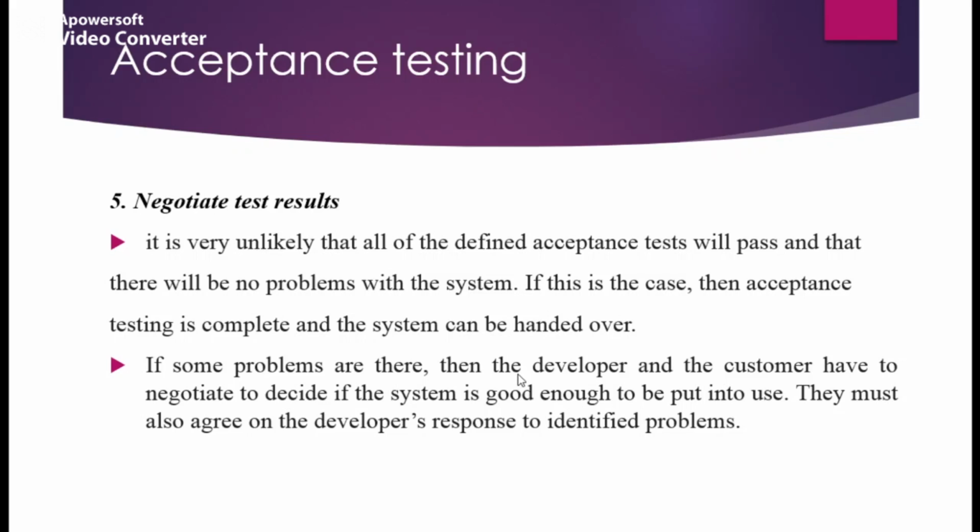If there are some problems, then you have to see whether the problems are minor or major. If it's minor, somewhere you can negotiate and compromise. Both the customer and the developer can compromise to decide whether the system can still be put into use. They must agree on the developer's response to the identified problems.